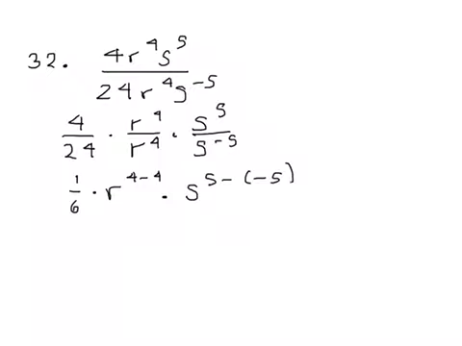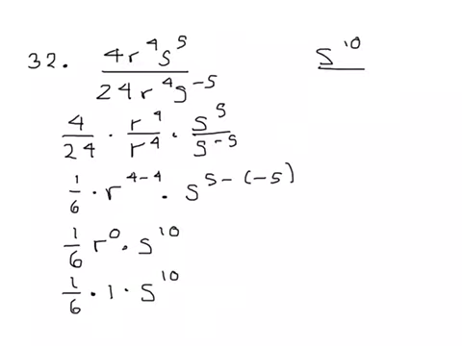So let's clean it up. So 1/6, r to the 0, times s to the 10th. So simplifying, we get 1/6. R to the 0 is 1, s to the 10th, and we are left with s to the 10th over 6.